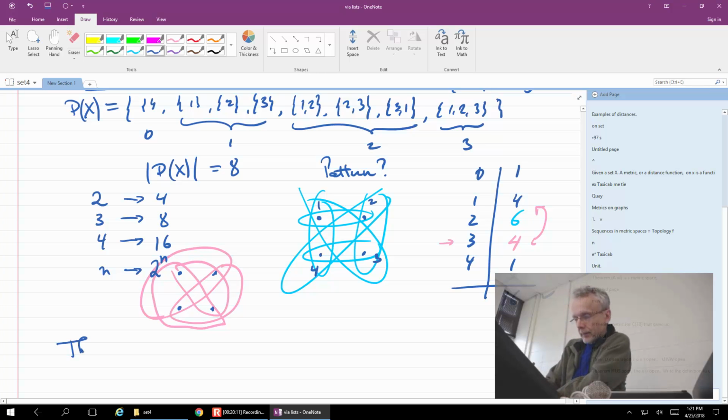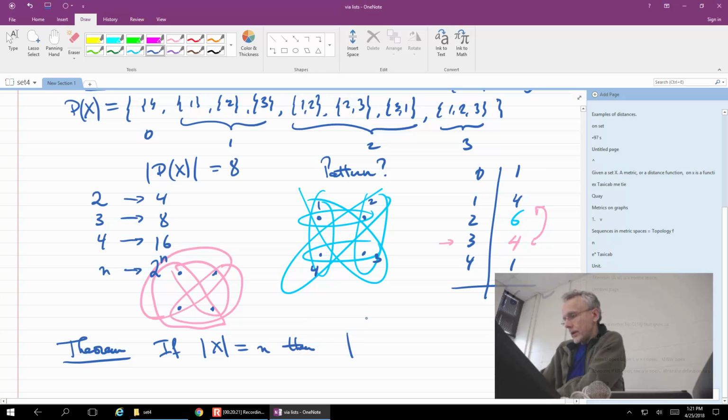Okay, theorem. If the number of elements in a set X is n, then the number of elements in a power set of X is 2 to the n.